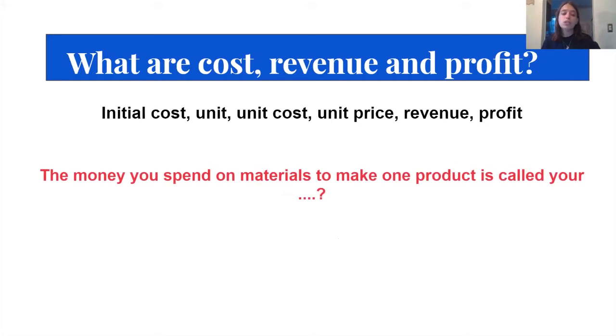The money you spend on materials to make one product is called your, so the money it takes to make just one product. If I was making pens, the materials it takes to make just this one pen is called what? It's called a unit cost, because this is a unit. It's how much cost goes into making this unit. So we figure out how much it costs to make one of these.